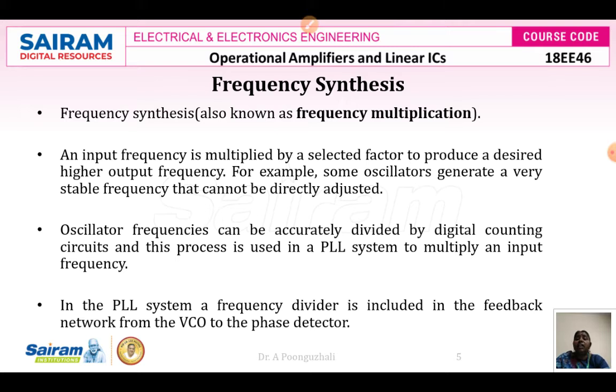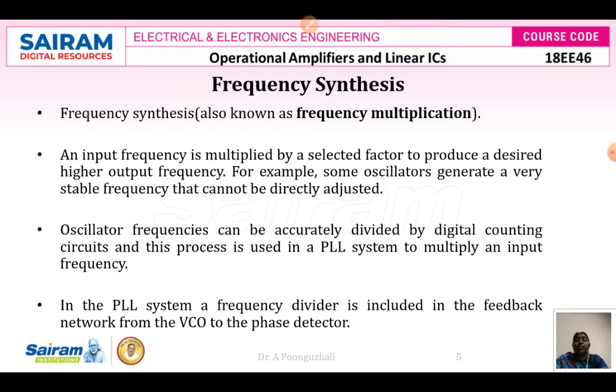So here, as the input frequency is going to be multiplied by a selected factor, it is going to produce the desired higher output frequency there. So in that case, we say that the oscillators are going to be designed to generate a stable frequency there, where it cannot be directly adjusted. So your oscillator frequencies can be accurately divided by a digital counting circuit there. So this process we are going to use in your PLL system to multiply the input frequency there.